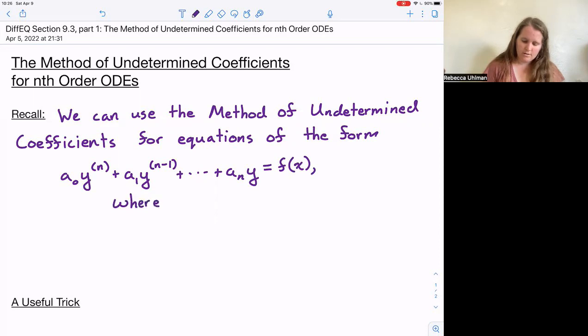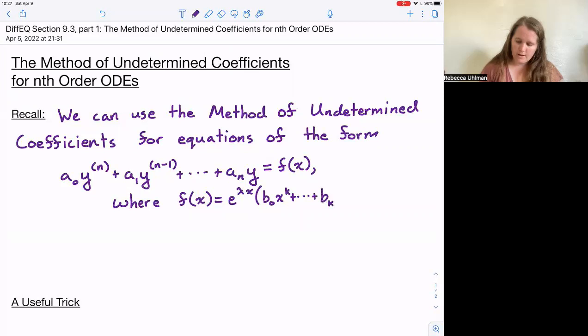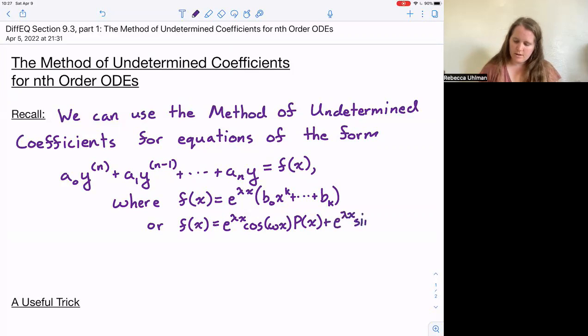where f of x is either e to the lambda x times some polynomial b naught x to the k all the way down to b sub k, or f of x is e to the lambda x cosine omega x times a polynomial plus e to the lambda x sine of omega x times a different polynomial. That should be a q of x.